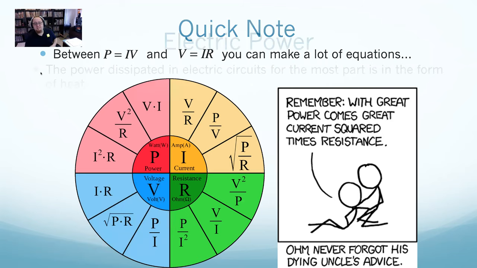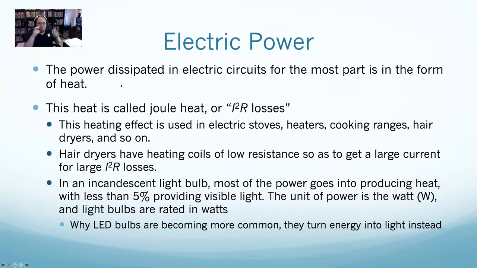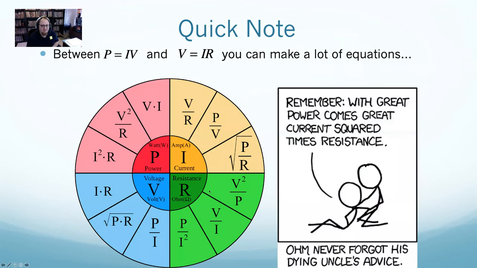Now, this power dissipated, normally in a circuit, is in heat. For the most part, an electric light bulb, the old school light bulb, gets really hot. In fact, only 5% of a light bulb goes towards light. The 95% goes towards heat. For this reason, in the circuit, people sometimes talk about I squared R losses. One of the equations for power is I squared R, right here.